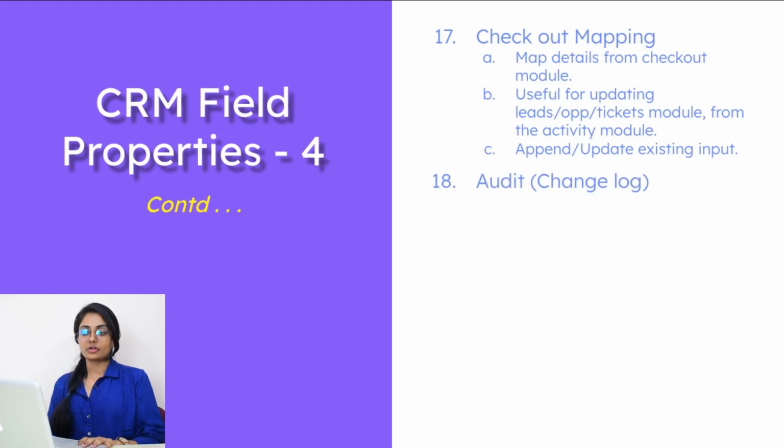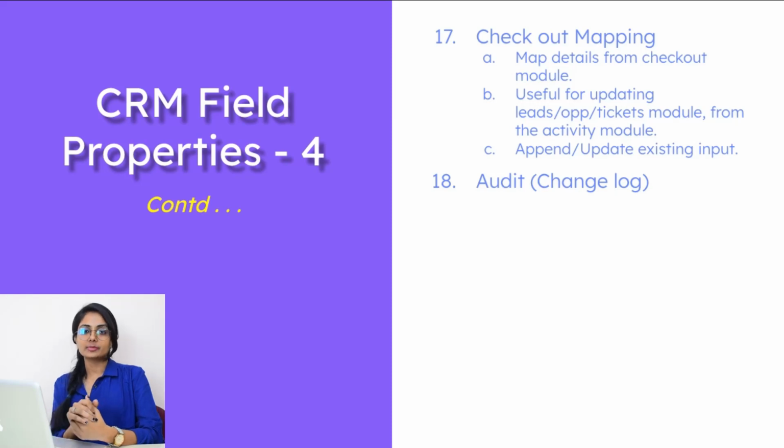Next we have the audit change log. Audit change log means that if any field's input is changing in the system, and I want to track those changes, that is, how many times an input has changed in the system for a certain record, for that we can enable the audit property.